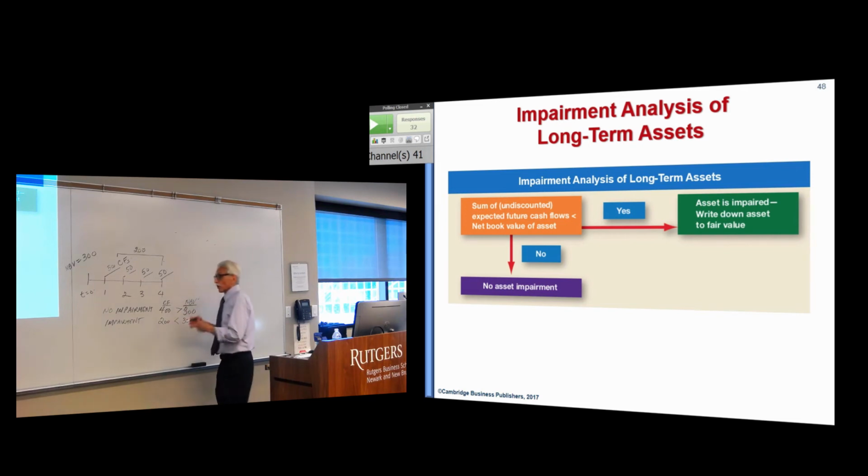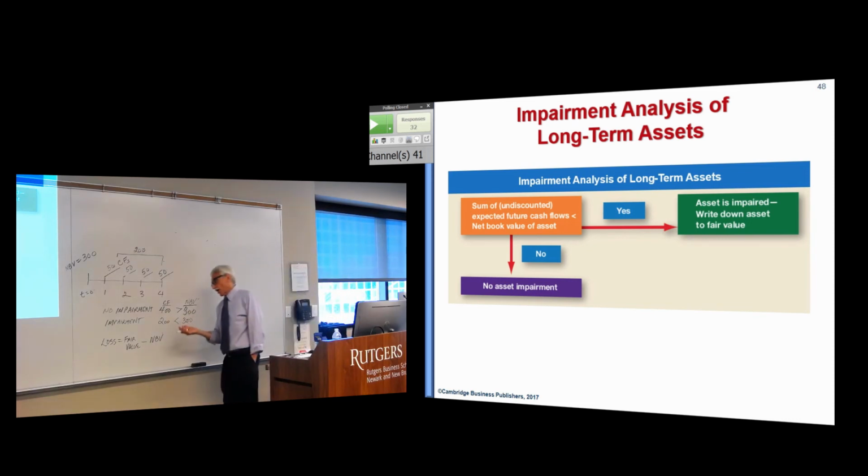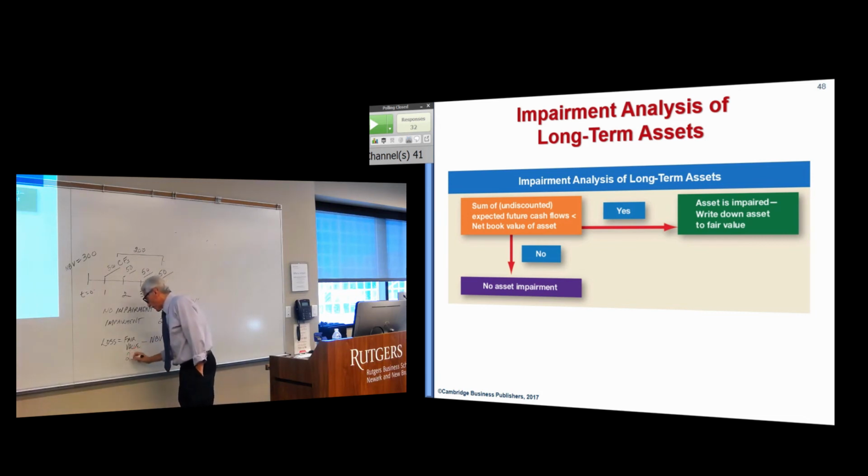Now, this is just an arbitrary test. Once you find out there's impairment, the loss is the fair value minus the net book value. So the actual loss you take would be the fair value minus the net book value. So let's say you get the asset appraised, and I'm just going to give you these numbers. The fair value is 250, and the net book value is 300, then the loss is 50.